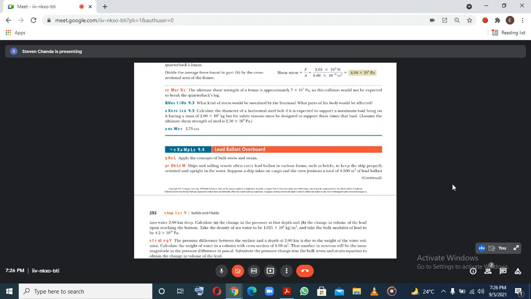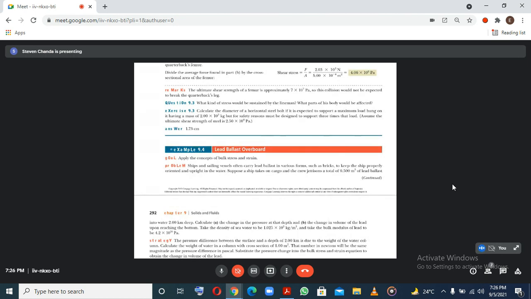B, the change in volume of the lead upon reaching the bottom. Take the density of seawater to be 1.025 times 10 to the power 3 kilograms per meter cubed, and take the bulk modulus of lead to be 4.2 times 10 to the power 10 pascals.